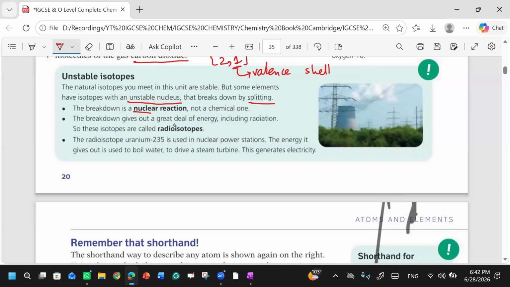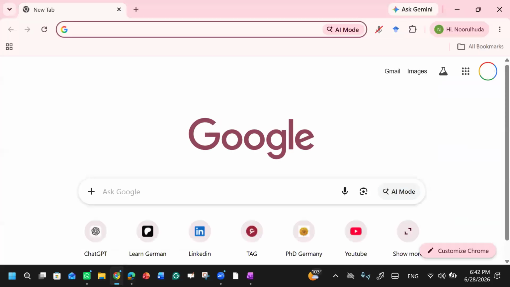The breakdown gives out a great deal of energy. Actually, what happens? You know the atom bombs. Have you ever seen any video of an explosion? The bomb explodes. What happens is that when a bomb explodes, there are further reactions happening, one reaction followed by another reaction in that particular scenario. Why is this so? Let me explain. There is nuclear bombardment.